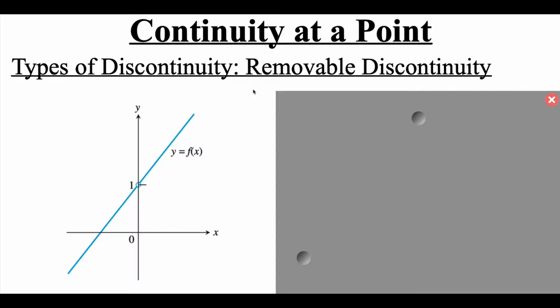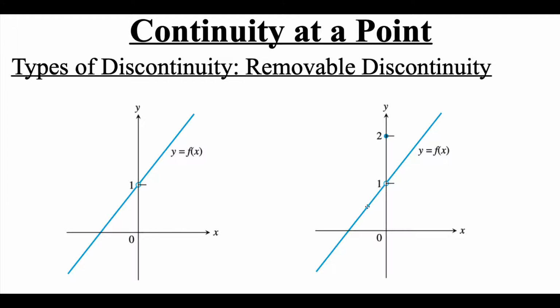Now there's a few different types of discontinuities that we could see within our graphs, and the first one that we're going to talk about is a removable discontinuity. So if we had a graph of a function, and if there was a hole in the graph where that point along the graph was literally just taken out of there, it was removed from there, that is a removable discontinuity.